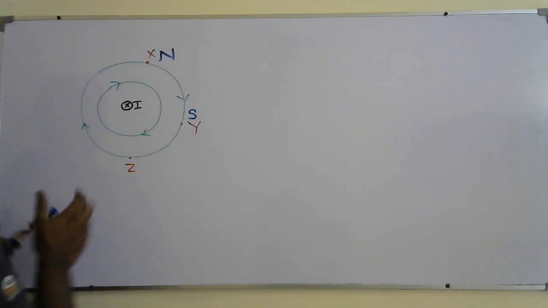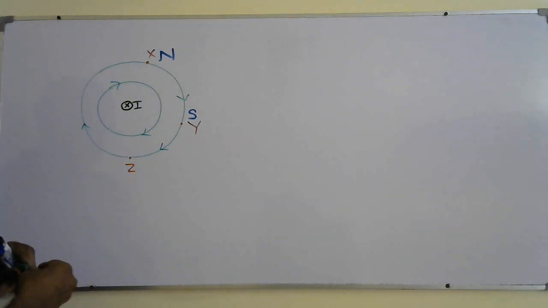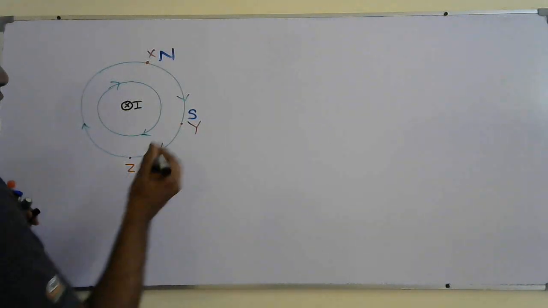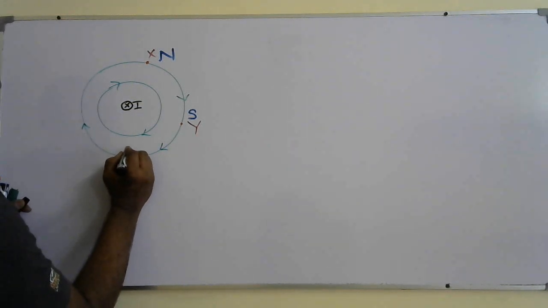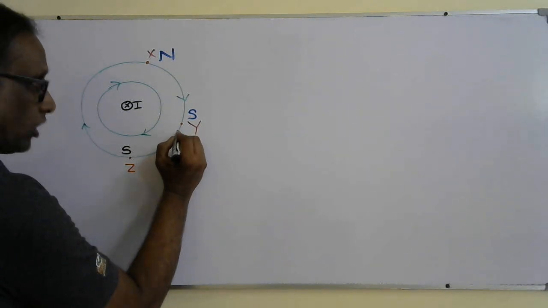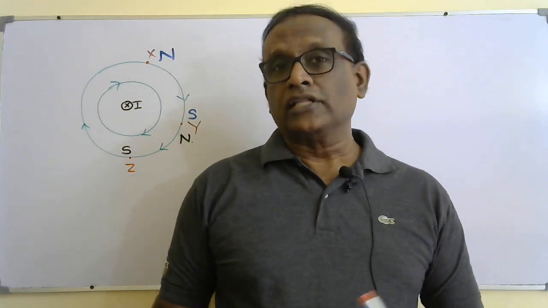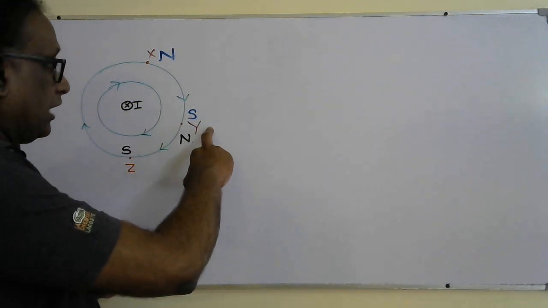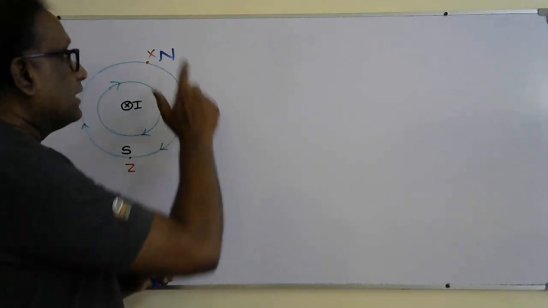Now when I consider Y and Z, what happens? The field line is coming out of Y and moving towards Z. So relative to Y, Z is south because it's moving towards Z. But relative to Z, the point Y is north because the field line is coming out of Y. So the north and south poles here depend on the two points we consider. The same point Y could be north if we consider Y and Z, and the same point Y could be south when I consider Y and X.